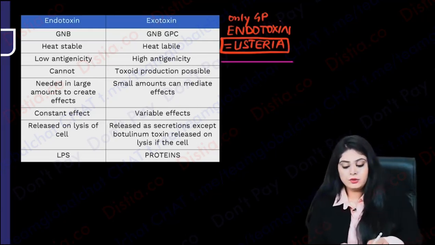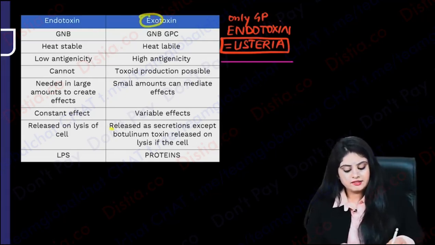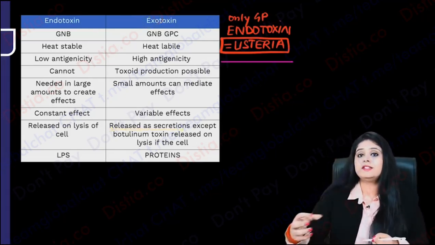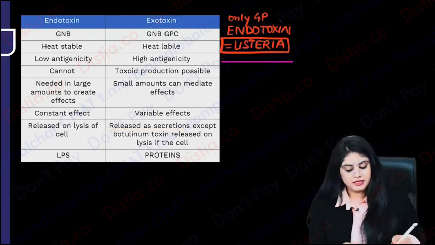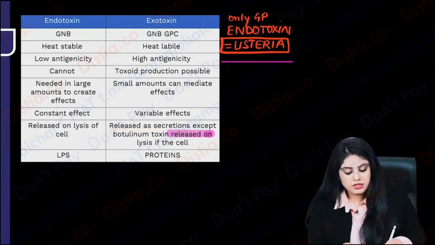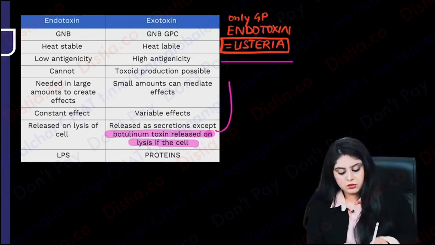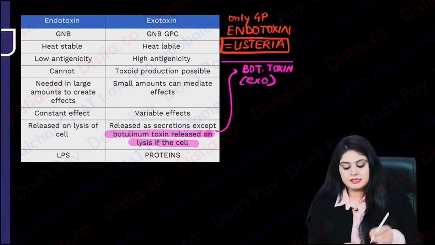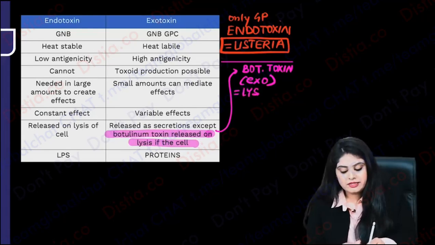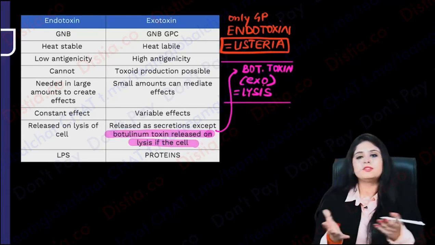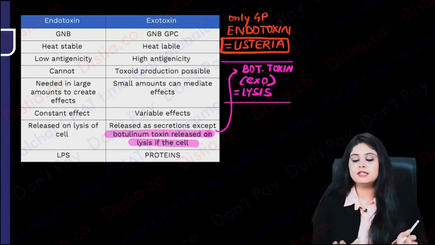Next, I told you that exotoxin will always exit. It's always going to get secreted. But there is an exception. Botulinum toxin is released on lysis. Please note, that's the other exception. Botulinum toxin, although it is an exotoxin, I expected that it should be exiting or secreted, but it is going to be released on lysis. These two are the most important exceptions. I told you, the examiner is more interested in the exceptions.